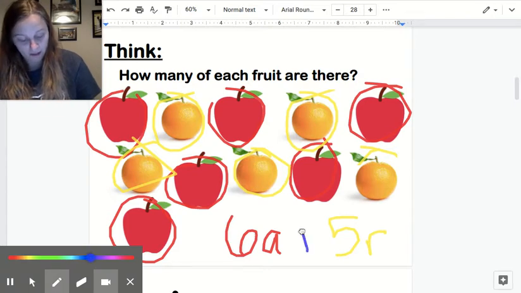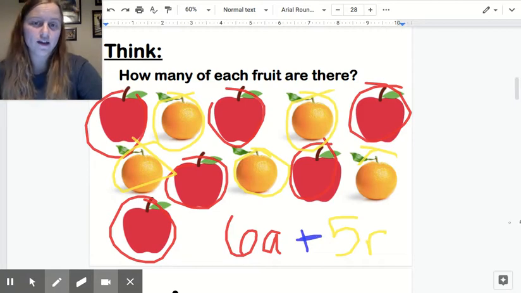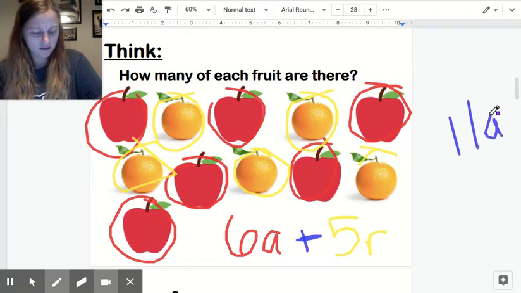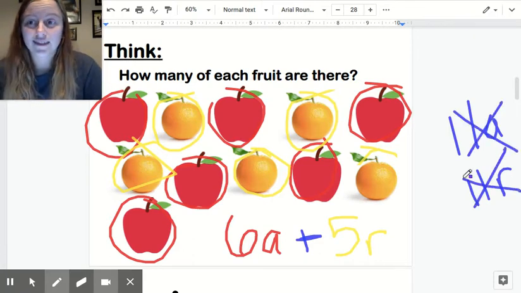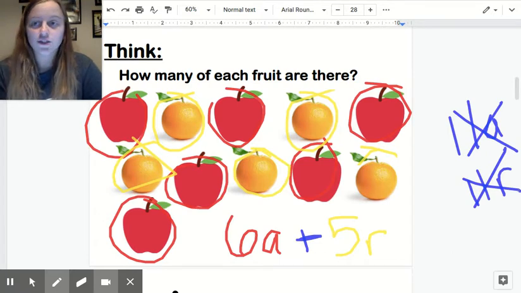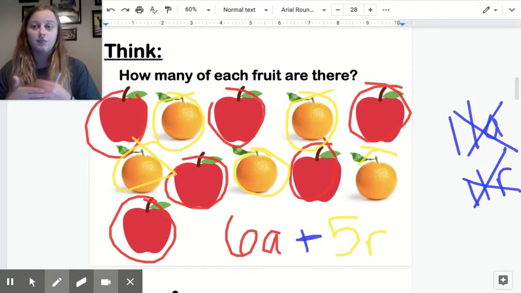I can put a plus sign there for and. 6 apples and 5 oranges. Now, does that mean I have 11 apples? No, it means I have 6 apples and 5 oranges. Okay. Do I have 11 oranges? No, I have 6 apples and 5 oranges. You can't combine them because they're not the same thing. Apples and oranges are different. So we could leave them as separated. 6 apples and 5 oranges, done. You cannot combine because they are different types of fruit.